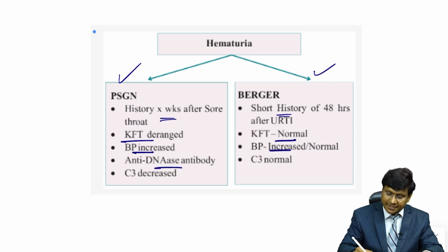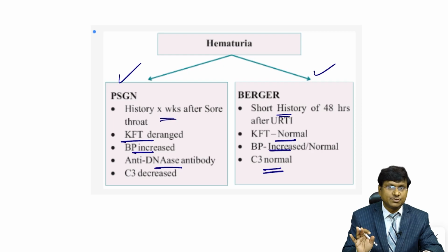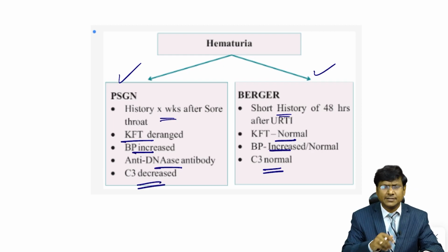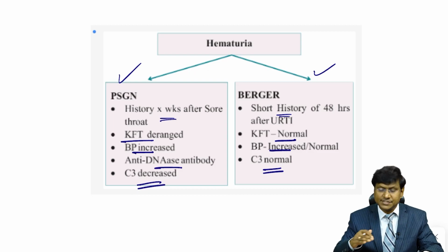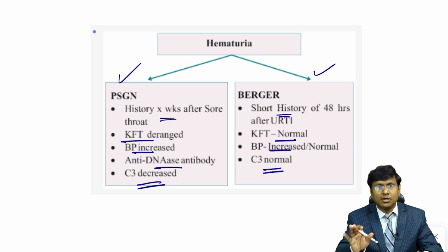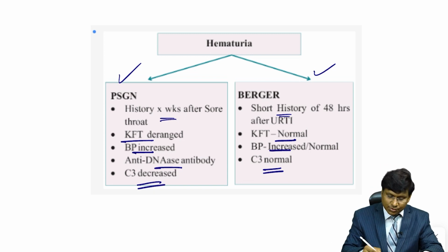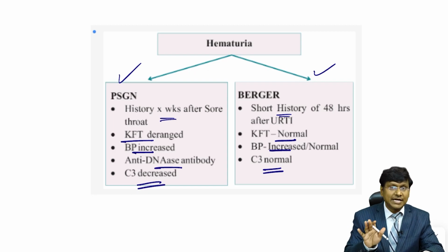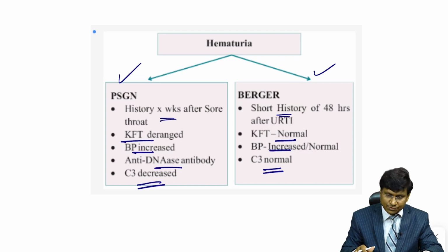The antibodies are elevated, whereas the antibodies and C3 levels will remain normal in case of Buerger's. And C3 levels will be decreased in PSGN. There will be a transient decrease, and followed by that, the C3 levels will return back to normal within 4 to 8 weeks. So that is what you observe in case of post-streptococcal glomerulonephritis. Okay, so that was the questions related to the nephrotic as well as the nephritic syndrome.